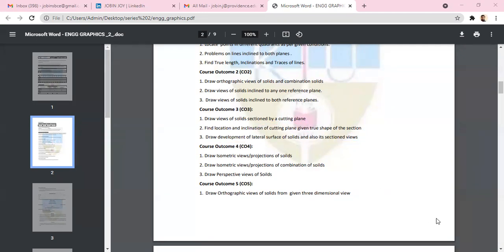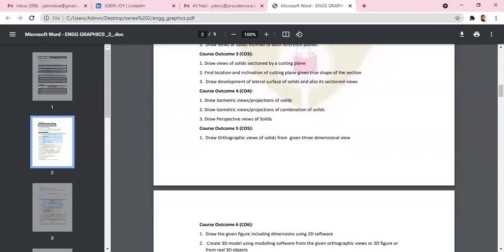Then next is outcome number 4. You have to prepare the 3D isometric view, that means of 3D solids. First one is solids, and the second is combination. Combination means more than 2 objects. Then draw the perspective view of solids.